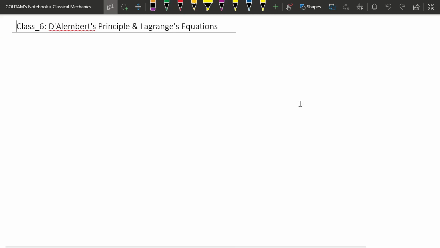Hello guys, in the last lecture we talked about the constraints and we saw how the number of independent and holonomic constraints can reduce the degrees of freedom of a many particle system. In this lecture we will talk about D'Alembert's principle. It's a differential principle, and we will see how this D'Alembert's principle gives rise to Lagrange's equations of motion.